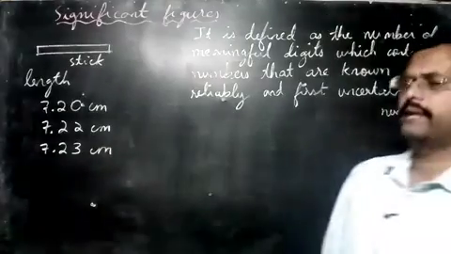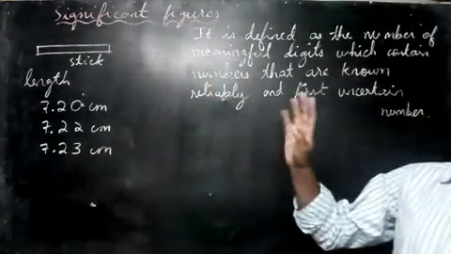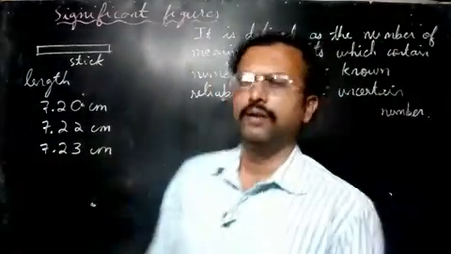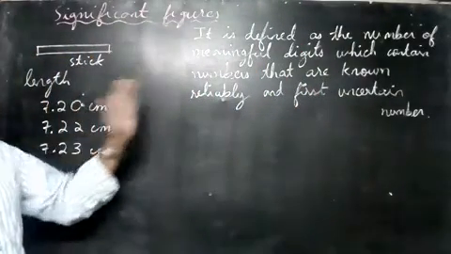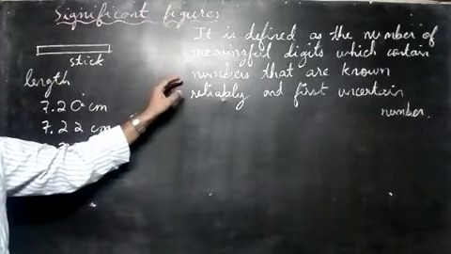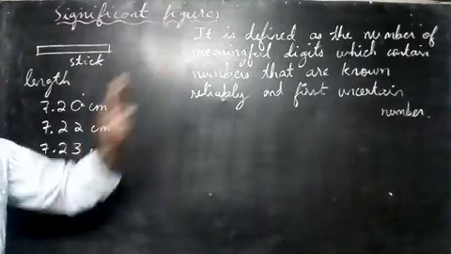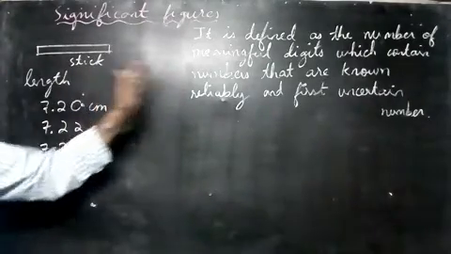Let us study what's meant by significant figures or significant digits. First, let's see the definition. It is defined as the number of meaningful digits, which contain numbers that are known reliably and the first uncertain number. For that, we'll see an example, then we'll go to the definition.